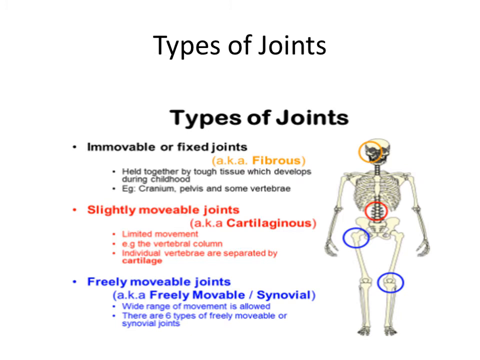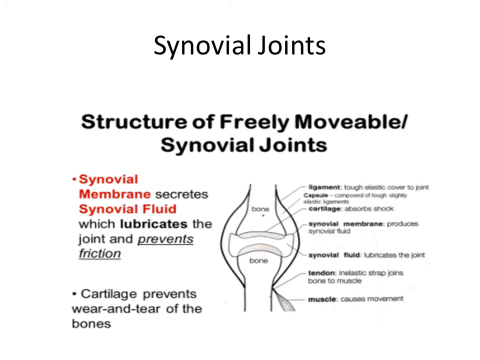And right here at the bottom right, you can see an image indicating the joint types based on color. The circle has a color. Fibrous joints at the cranium, and then the slightly movable joints, red, and the freely movable joints, blue. So, synovial joints. Structure of freely movable or synovial joints.